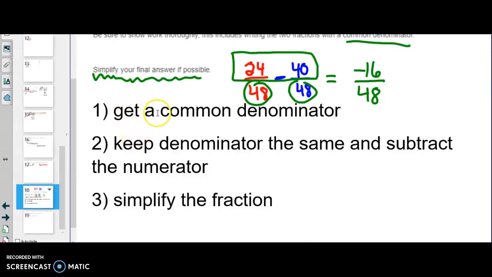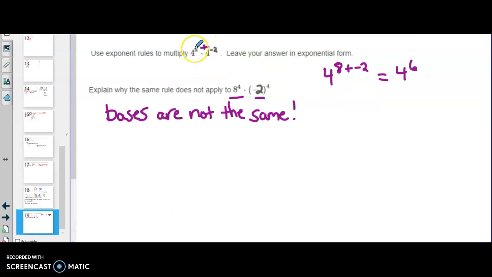I just wrote out our steps here. Get a common denominator, keep the denominator the same, subtract the numerator, and then simplify the fraction. Let's do our last question together. For this one, it wants us to take 4 to the 8th times 4 to the negative 2. Well, when we multiply with the same base, we can simply add the exponents. So 8 plus negative 2 is 6. So our answer is 4 to the 6th.